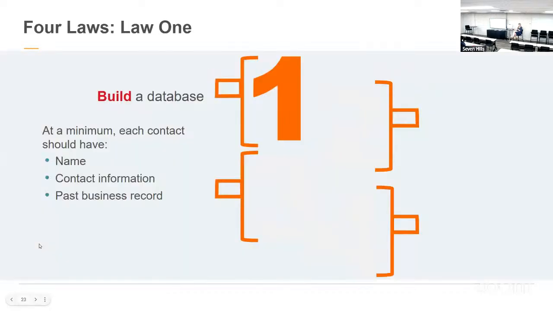Okay, so when we build our database, each contact in your database should include name, contact information, past business record. Okay, so let's break this down a little bit. When we're talking about contact information, what is that? What is the contact information? Phone number, email. What was it? Social media. Social media handle, home address. What else?